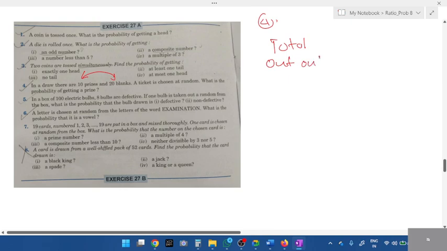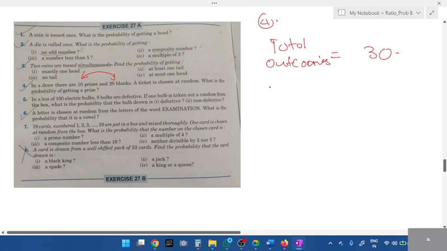What are the total outcomes? 20 prize and 10 blank. So total outcome is 30. A ticket is chosen at random. Imagine there is a box and there are 30 values. Randomly you pick something. What is the probability of getting a prize?